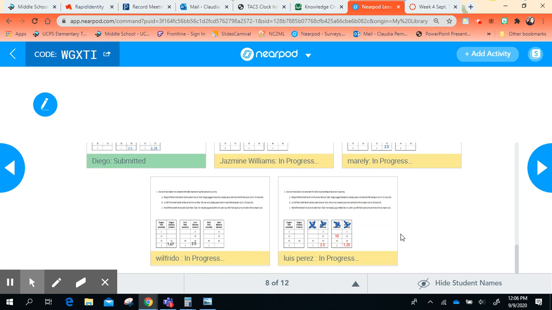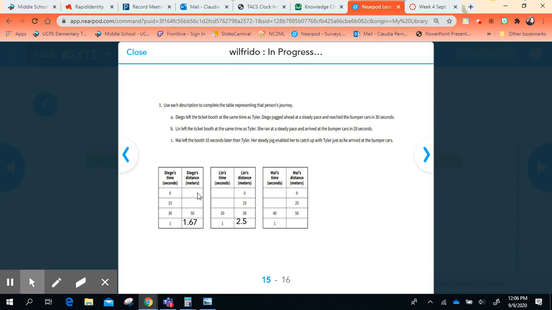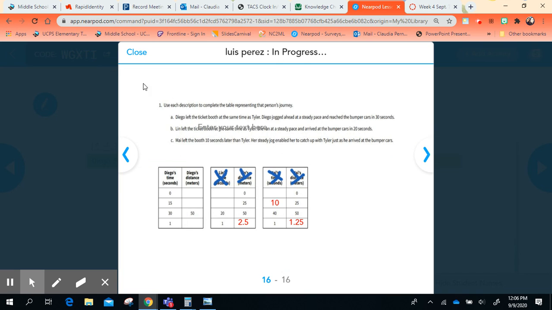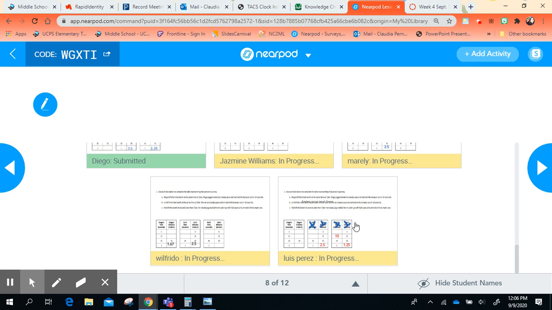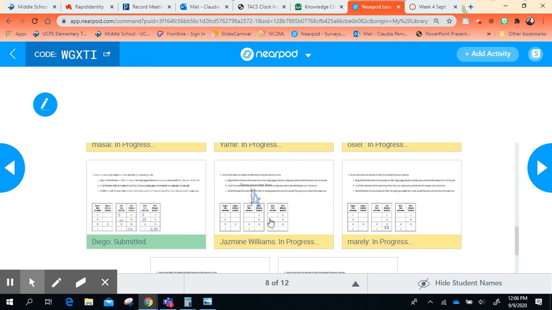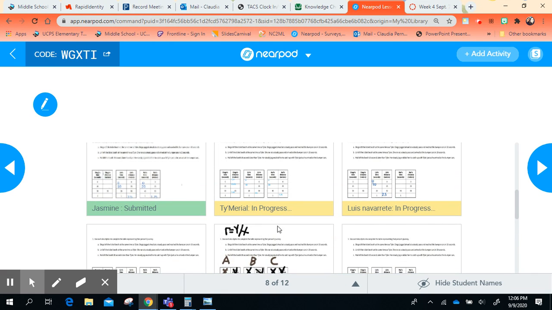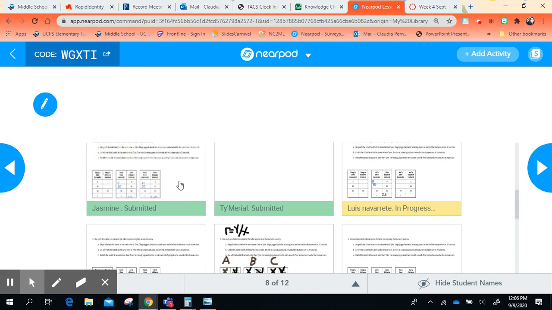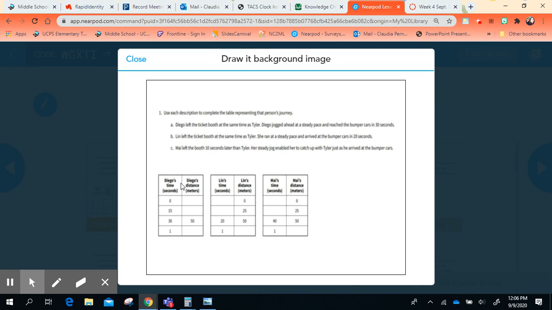Jasmine, move your numbers down for me, please. Wilfredo, your unit rates look good. Keep going. Luis, I think you put the 10 in the wrong place. Diego, yours looks good. Luis, that looks good. Okay.